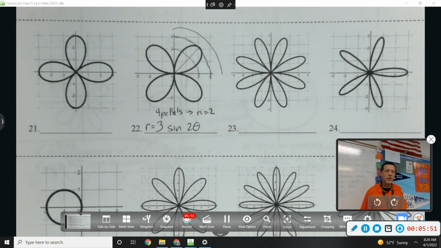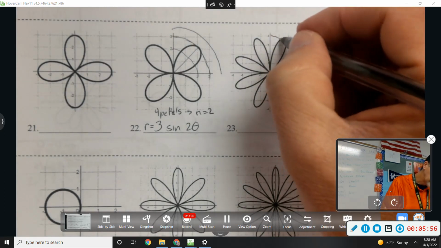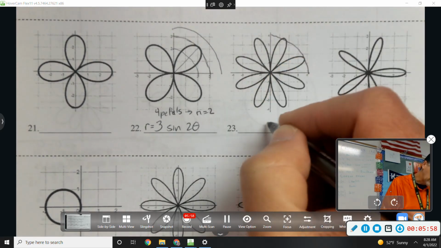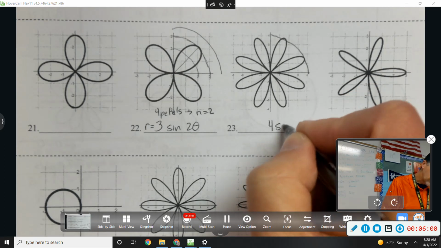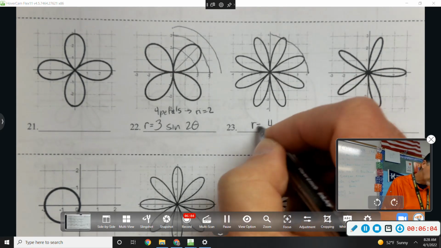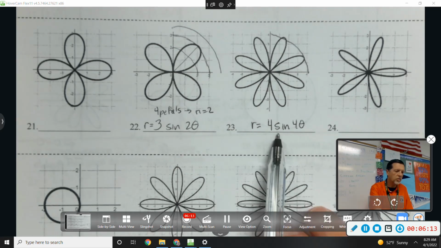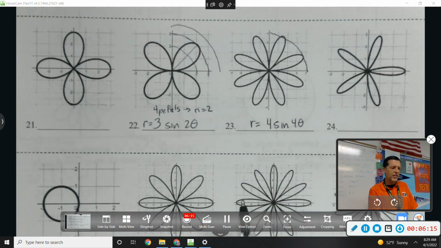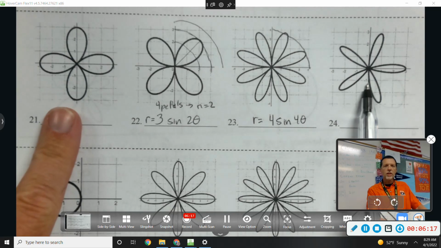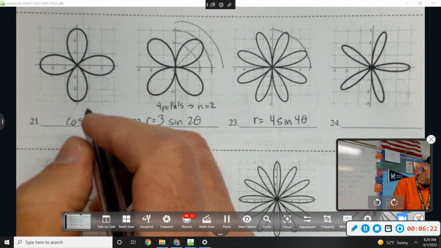And same thing with 23. Same thing. Like, how wide is that? Or how long is each petal? Well, I'm thinking 4. Let's see. 8 petals means n is 4. So we'll go with that. Both of those are sines because they didn't have one on the x-axis. 21 and 24 have one on the x-axis, so those are going to be cosine roses.